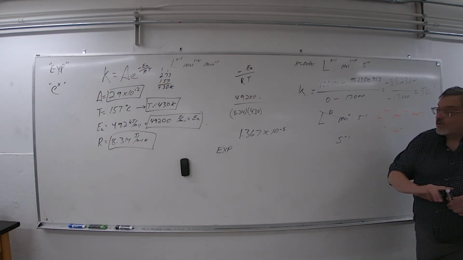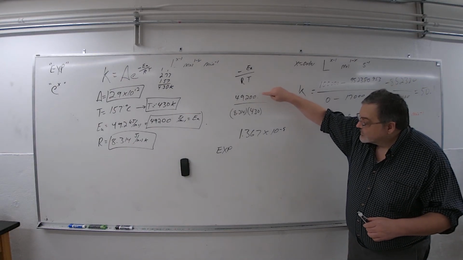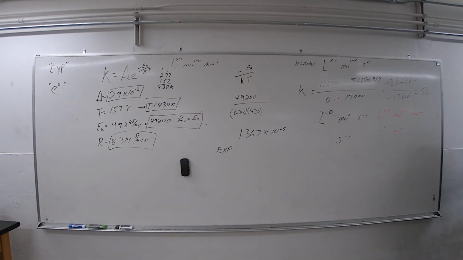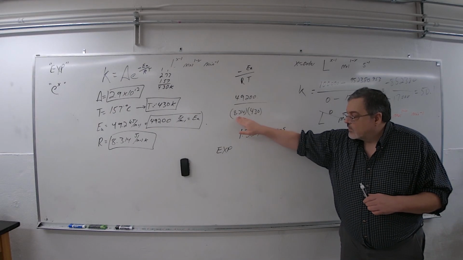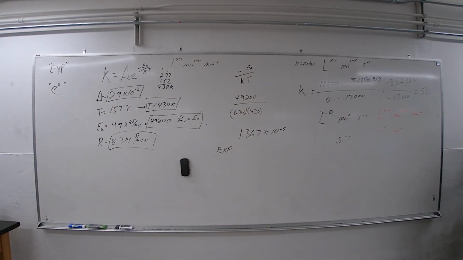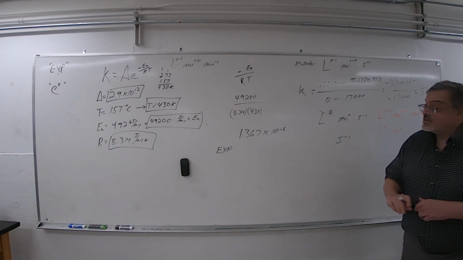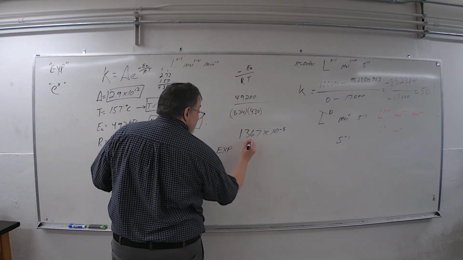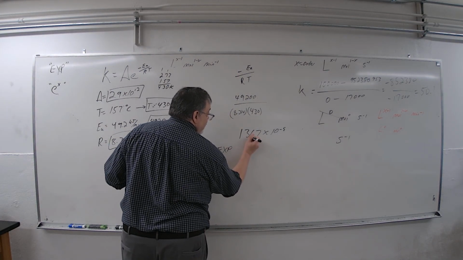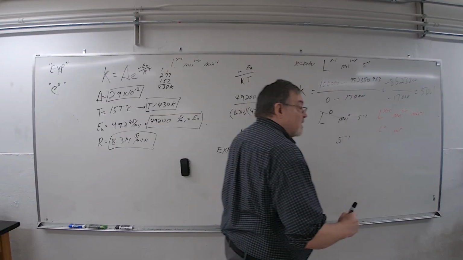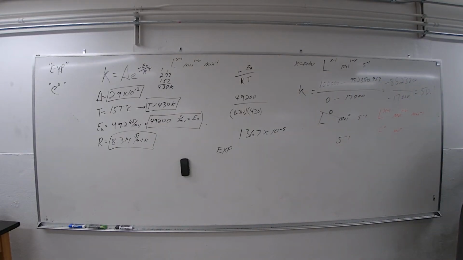49200 divided by 8.314. Right? 8.314. Now divided by 430. Okay, 13.76. Somehow I just got that off by a decimal constantly. And it's not times 10 to the 11.